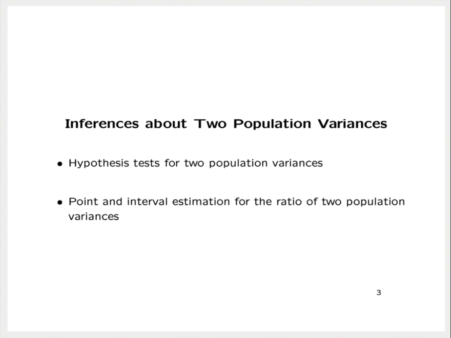Now, the first topic we'll look at will be inferences about two population variances, specifically hypothesis tests for two population variances, as well as point and interval estimation for the ratio of two population variances. The reason we look at comparing the variances of two populations first is because what we know, or what can reasonably be assumed about the variances of two populations will dictate how we go about comparing the means of those two populations.